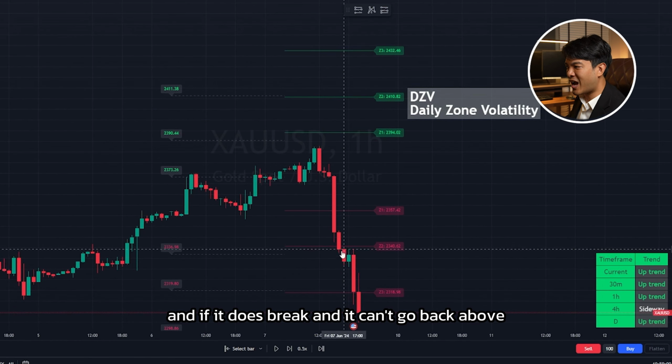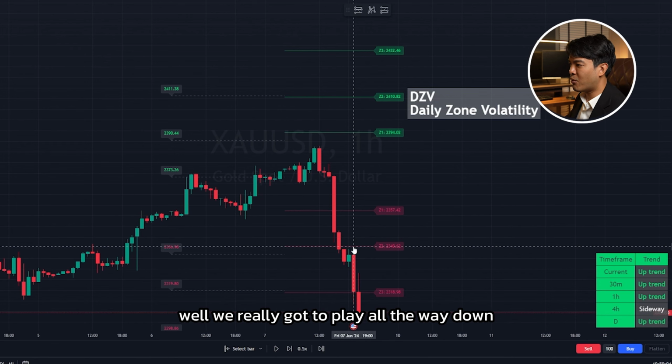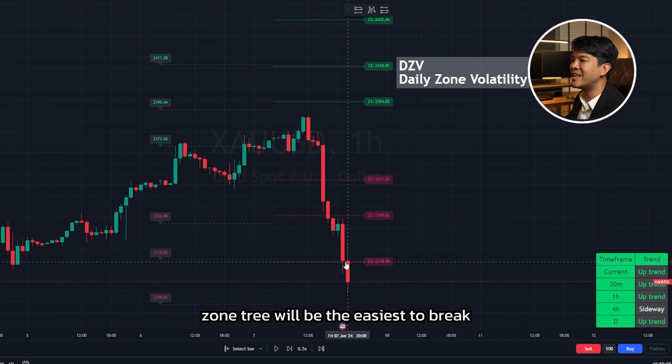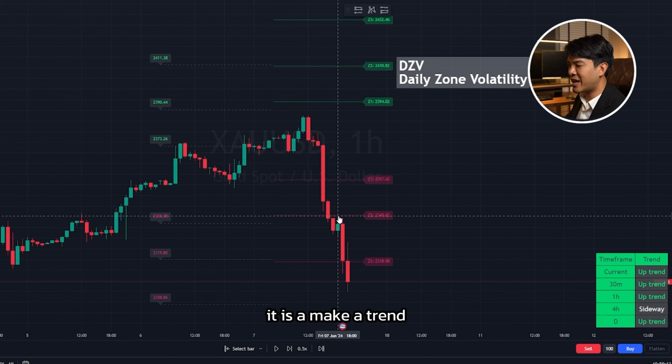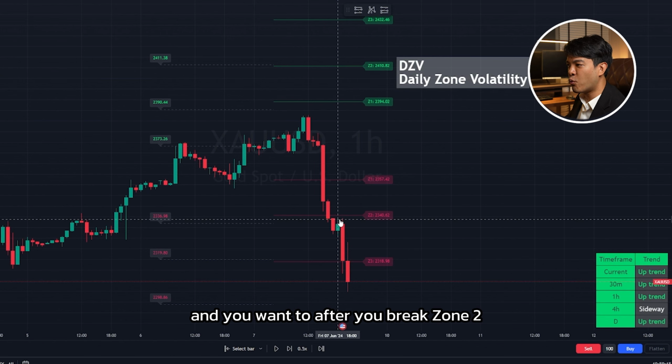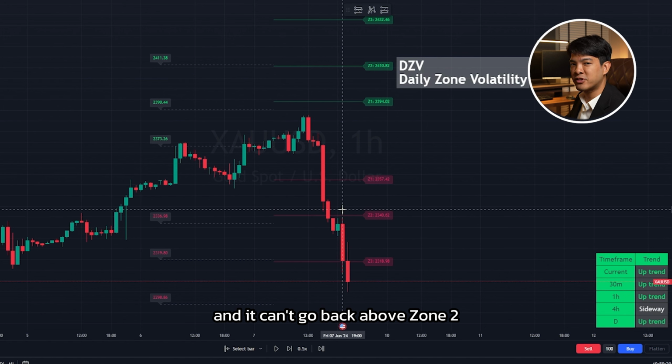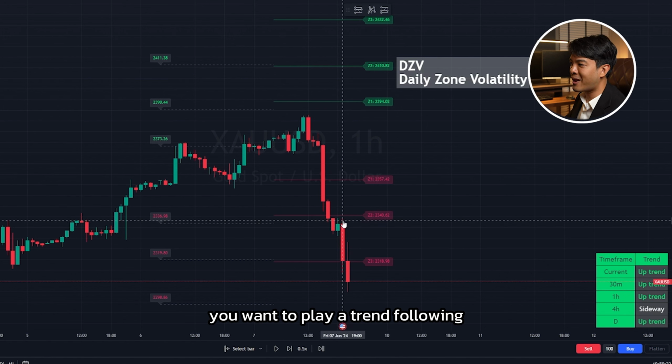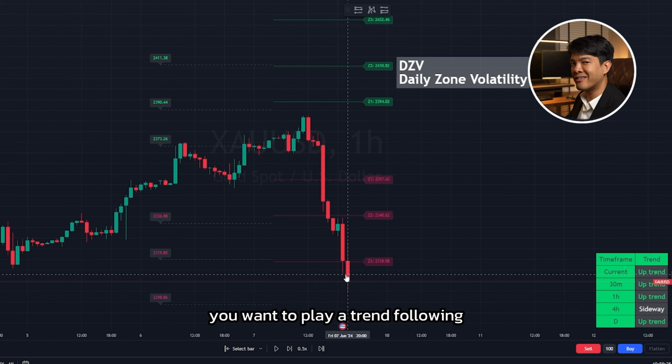And if it does break and it can't go back above zone 2 again, well, we really gotta play all the way down. Zone 3 will be the easiest to break. Don't look for a reversal on zone 3. It is a mega trend and you want to, after it breaks zone 2 and it can't go back above zone 2, you want to play a trend following, and that's where EF tunnel comes in.